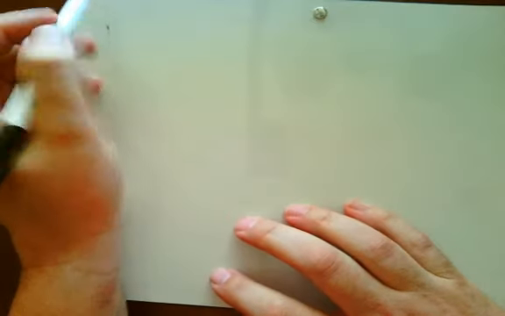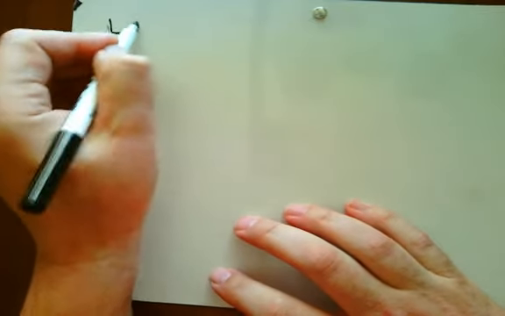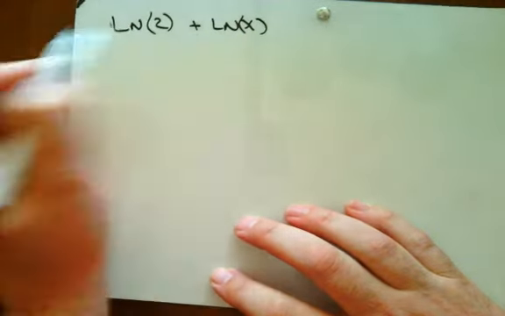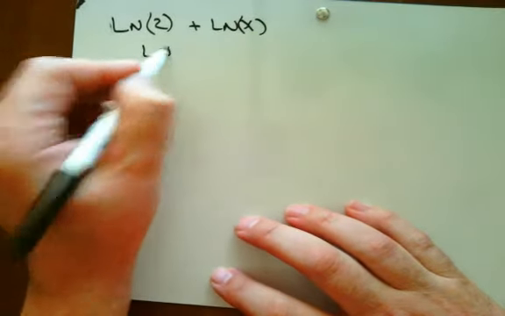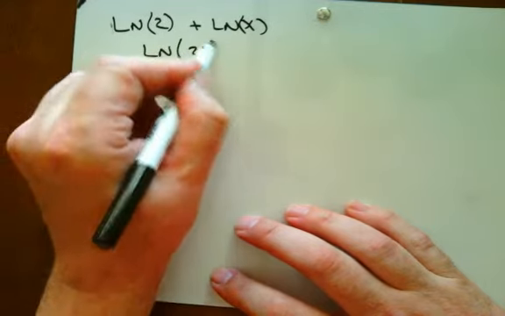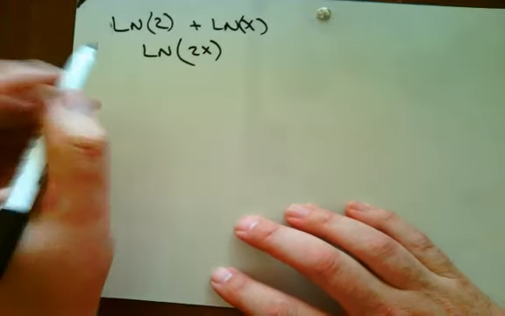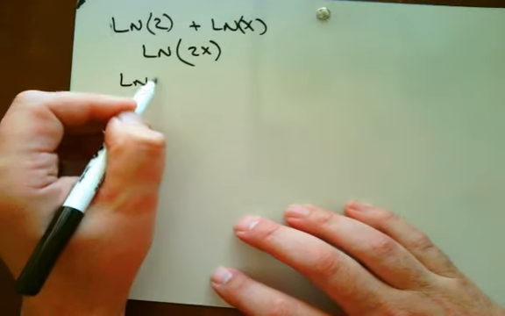Okie doke, there's expanding logs. All right, let's take a look at doing some condensing problems now, where we have 2 or more logs and we want to join them into one if possible. Let's take a look. We'll start off gently and get a little more complicated as we go.